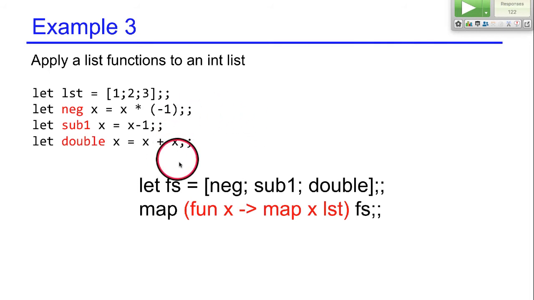That is, my function list is going to be neg, sub1, double, right? So the type of this list now is int to int list, right? Int arrow int list. It means each item in this list is a function that takes an integer, returns an integer. Now, I will take, look at that, I will take one item from this list.